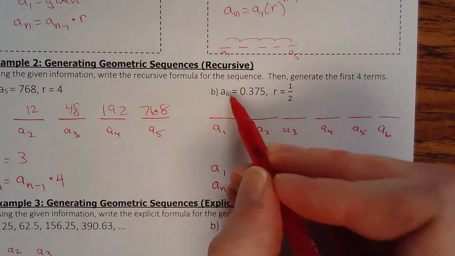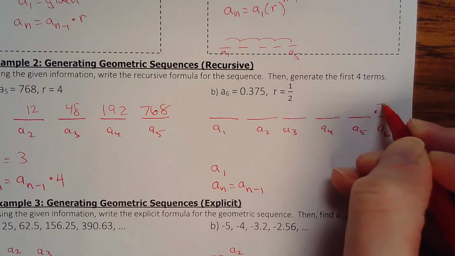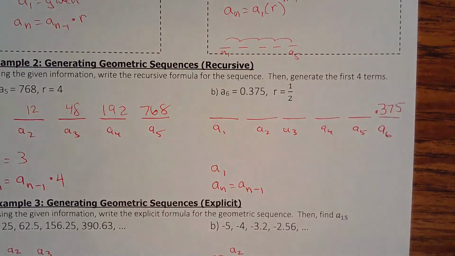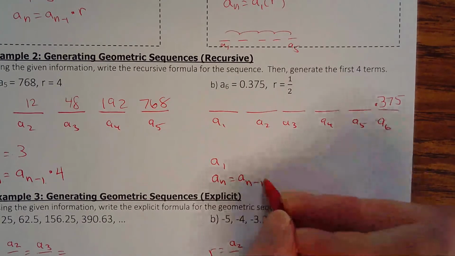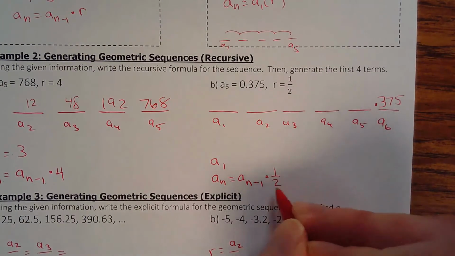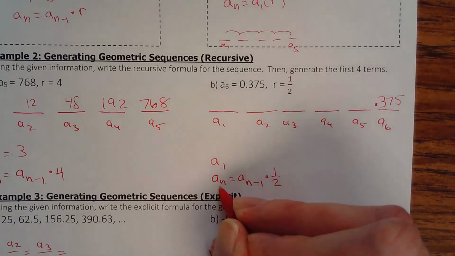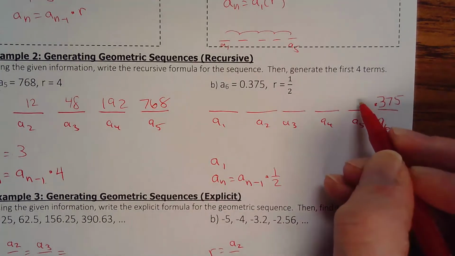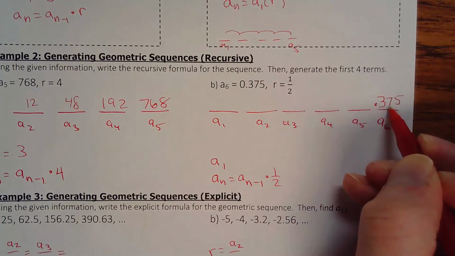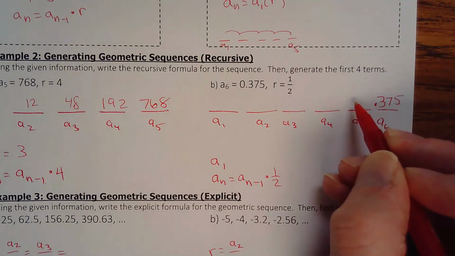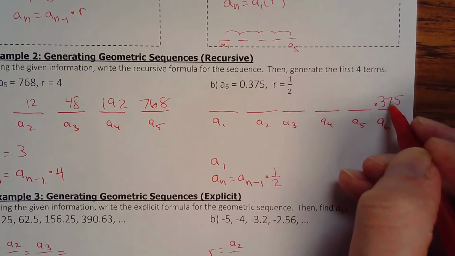Same thing here. a sub 6 is 0.375. My common ratio would be 1/2, so I'm going to be multiplying by 1/2. Every previous term times 1/2 gives me the next term. So as I'm asking, what number do I multiply by 1/2 to get here? I have to divide by 1/2 to go backwards, which means multiply by 2 to go backwards.